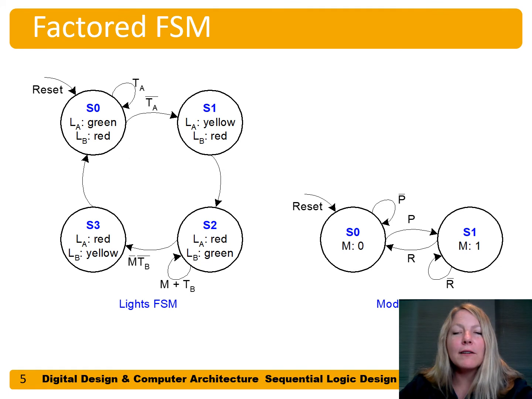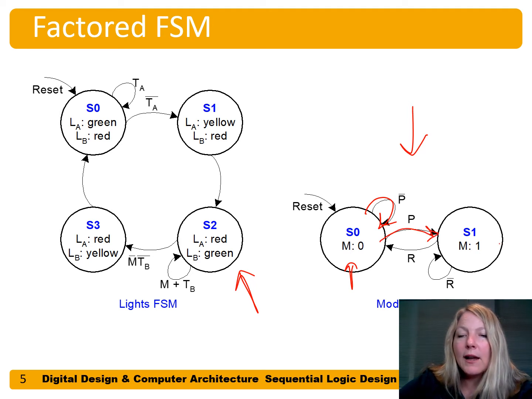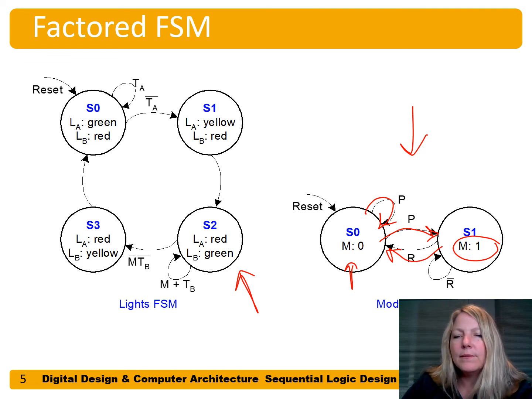But if we factor the FSM, we can say, well, you know what, we're going to have the small FSM take care of the mode, and then we'll have essentially our same lights FSM, but now it takes into account that mode input. So as long as, for example, P is 0, it stays in this mode where it's not in parade mode, M equals 0. But if it gets a P input and it says, hey, parade mode now, it's going to output this M until it gets an R input that puts it back into the regular mode. While R is 0, it stays in parade mode.